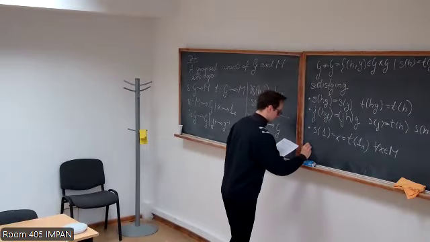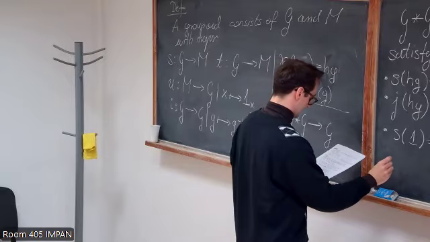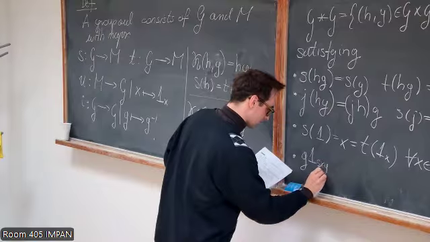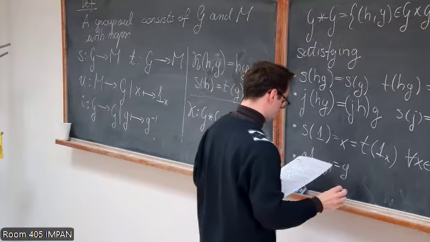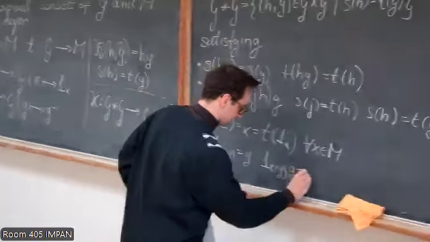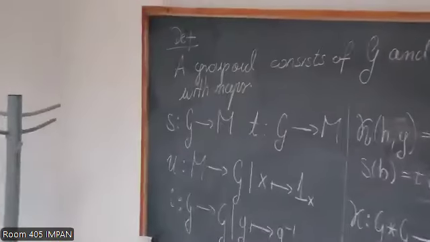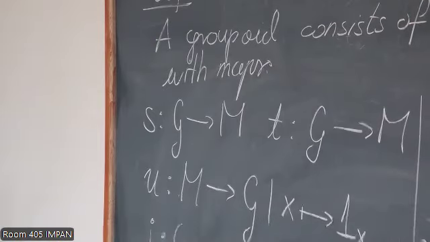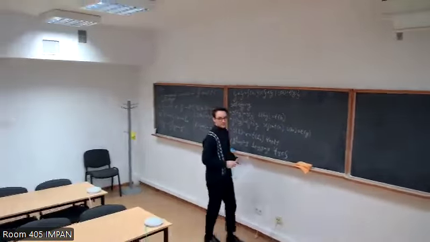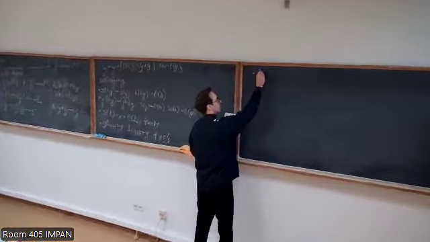And the next one is the two-sided identity: multiplying g by the identity on the source of g gives g, and the identity on the target of g times g is just g, for every element g. And the last one is that for each g.